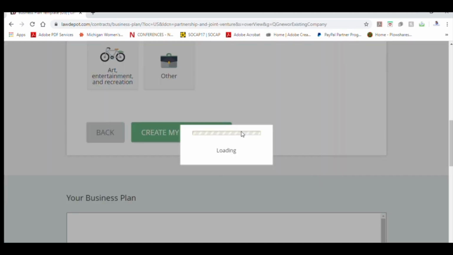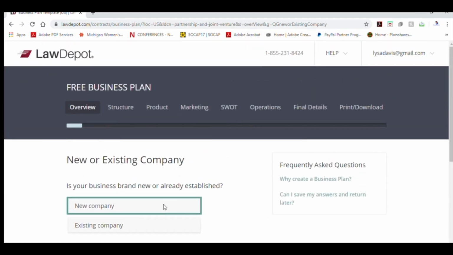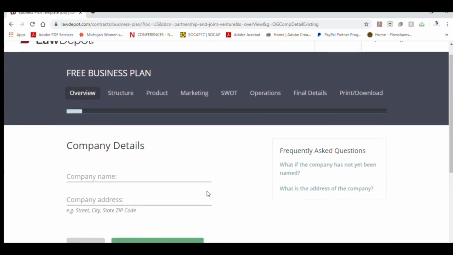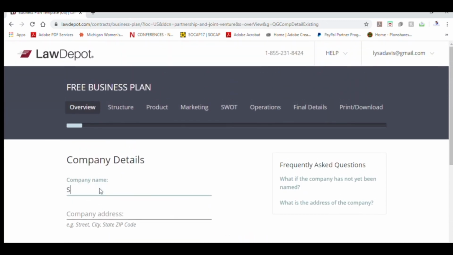So create my document. It's a new company, or maybe it's an existing company. It doesn't matter, wherever you are in your process. We're going to say new company. No, you just pick new company. Save and continue. Now I put the company name, Soap and Shop, and the company address, 1234 Main Street.